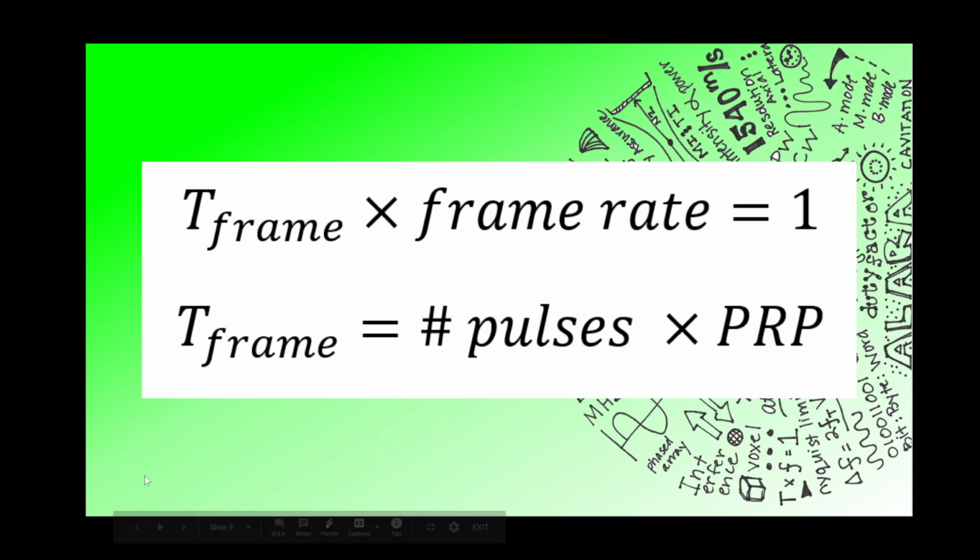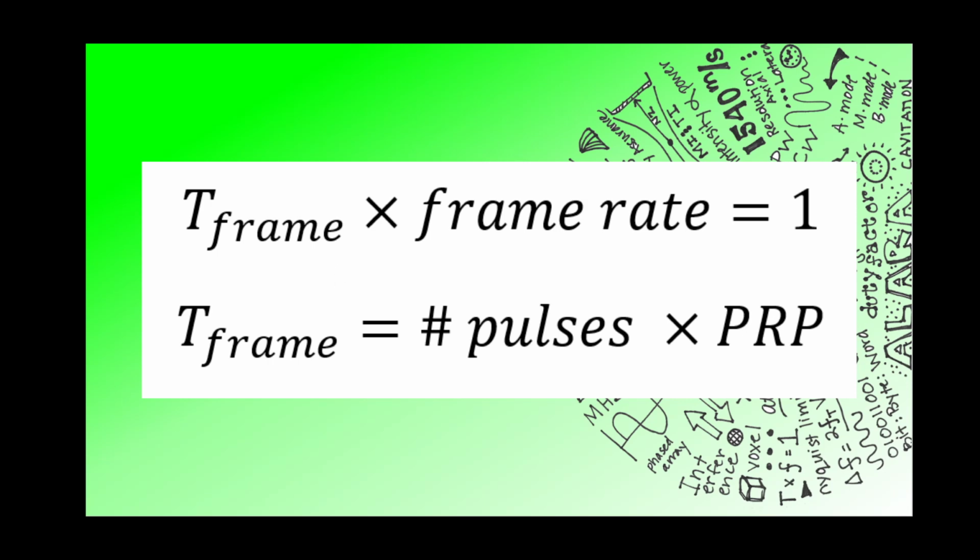So it tells us that the time to make one frame, or T frame, multiplied by the frame rate is going to equal 1. And that's because they're reciprocals. Another way then to figure out the T frame is the number of pulses per one scan line multiplied by the pulse repetition period.